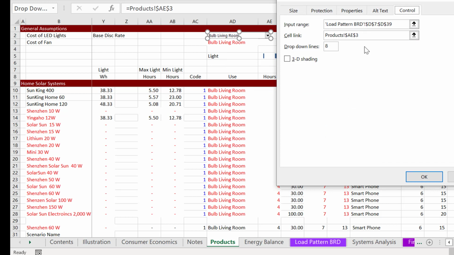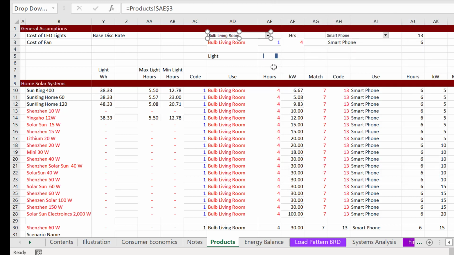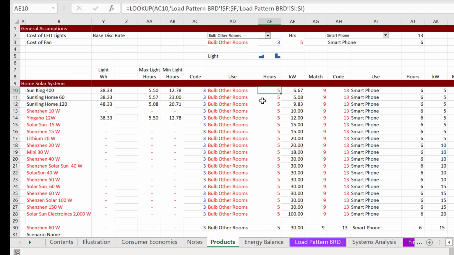And then I said, okay, the product's down here. And this time that's in this file, AE3, which is right here. Later I put it up here, so it was a little bit inconsistent, so whatever. And if I change this, let's say it's a bulb in another room. And then I inserted those sparklines. I'm kind of liking those sparklines, not as much as these things, but I'm kind of liking that for all this. And now we're using a different pattern.